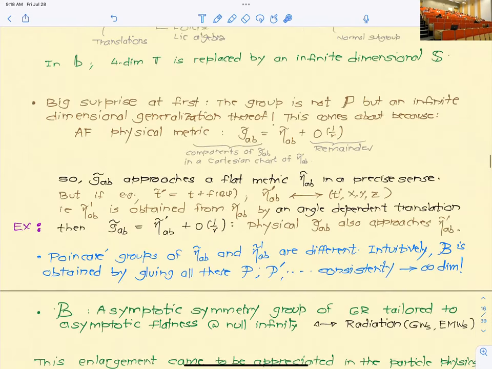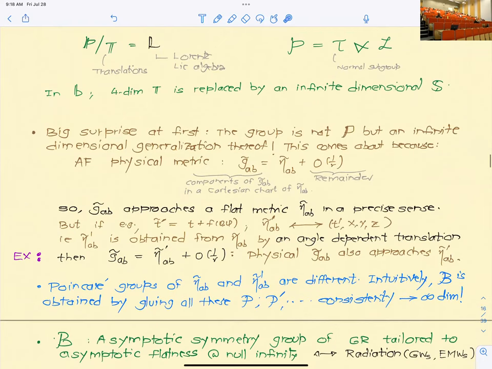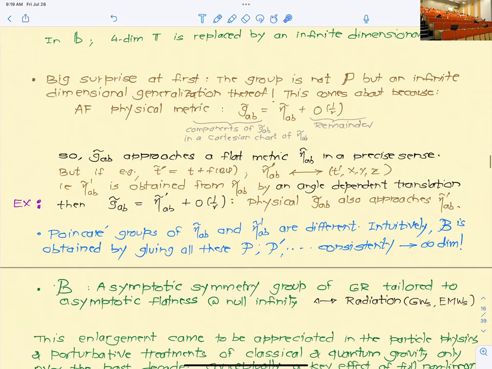So at first, this came as a big surprise, that the group is not the Poincaré group, even though we're talking about asymptotically flat space-times. Naively, you would have thought that the asymptotic symmetry group would be the Poincaré group, but it's not. It is in fact an infinity-dimensional generalization of the Poincaré group. And how does this happen? How is it that even though we're talking about asymptotically flat space-times, the group is not the Poincaré group? Well, let me give you the heuristics here.